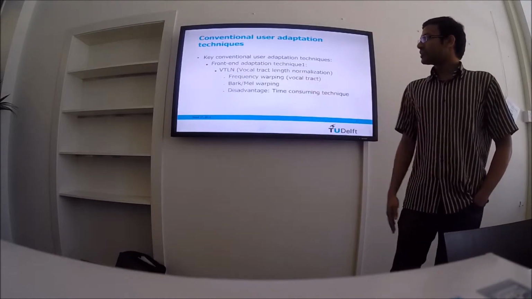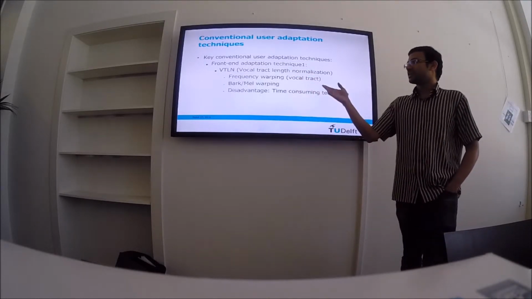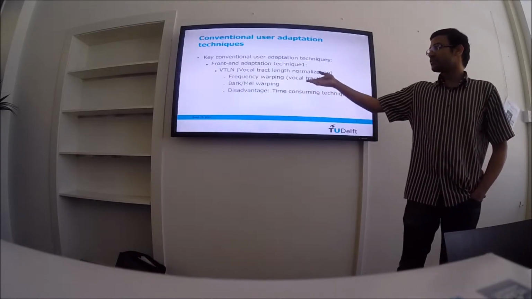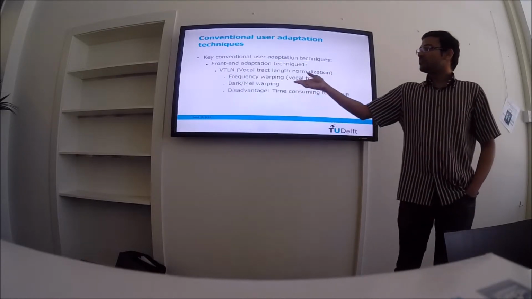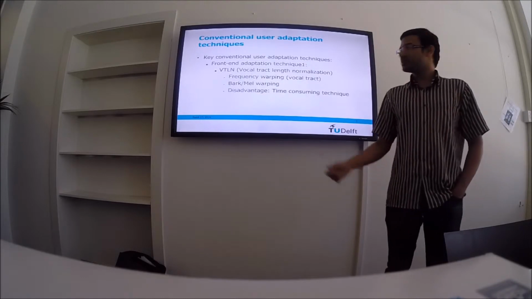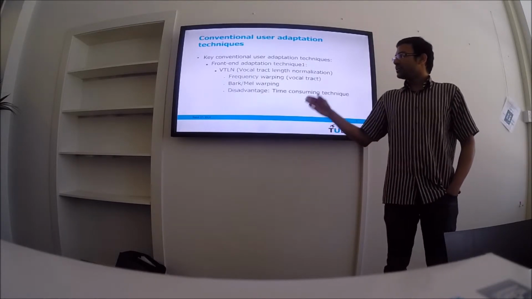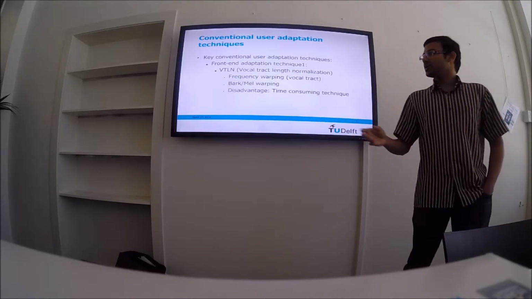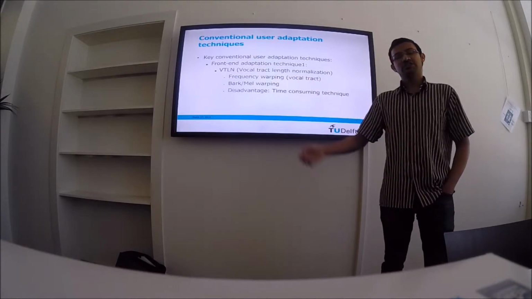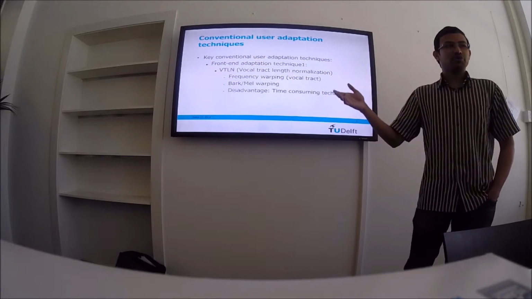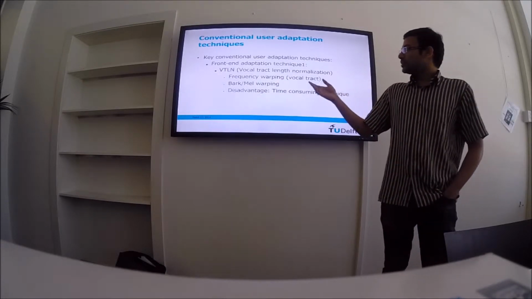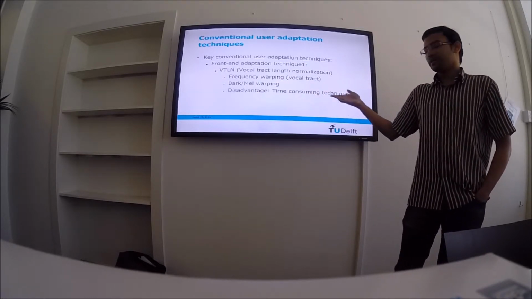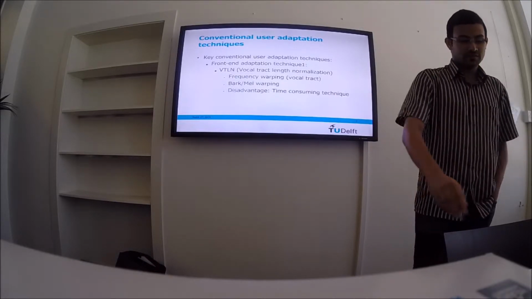There are other methods too, but these are the two important methods which are commonly used. Vocal tract length normalization is one technique in which we use either a frequency warping, which is linear, or Bark-Mel warping, which is non-linear. But it has a disadvantage: it is a time-consuming technique, because to find this warping factor, we need a lot of computations. So it will always be time-consuming.